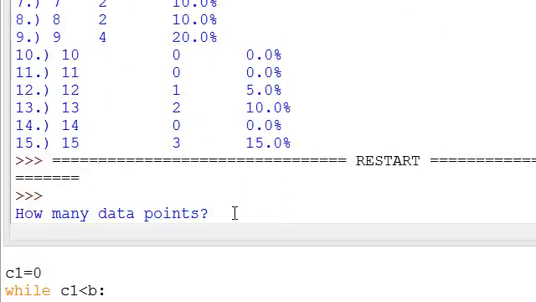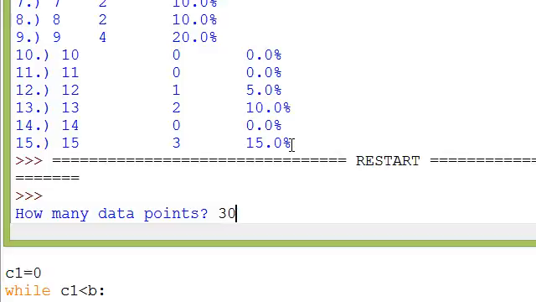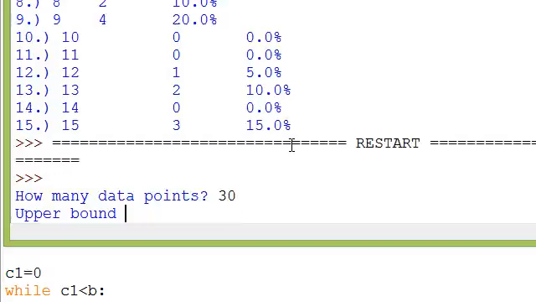Okay. So how many data points? Let's say we're going to ask 30 people, and we're going to ask them to guess a number between 1 and, let's say, 100. Between 1 and 100.